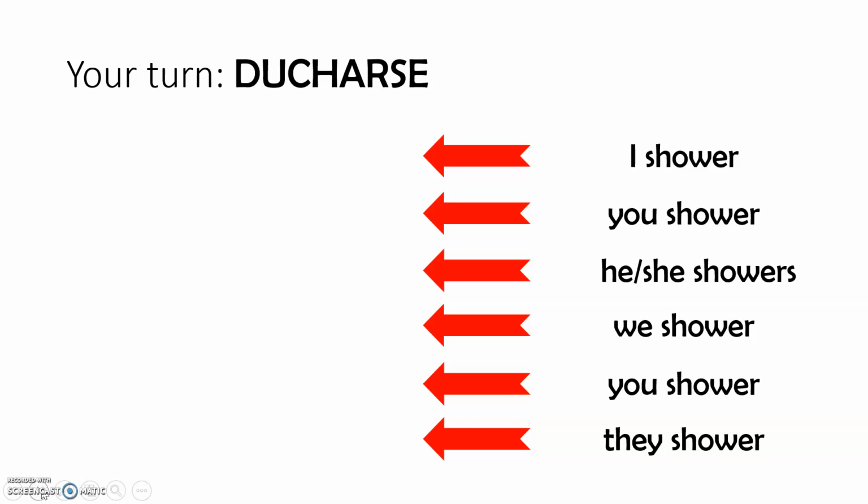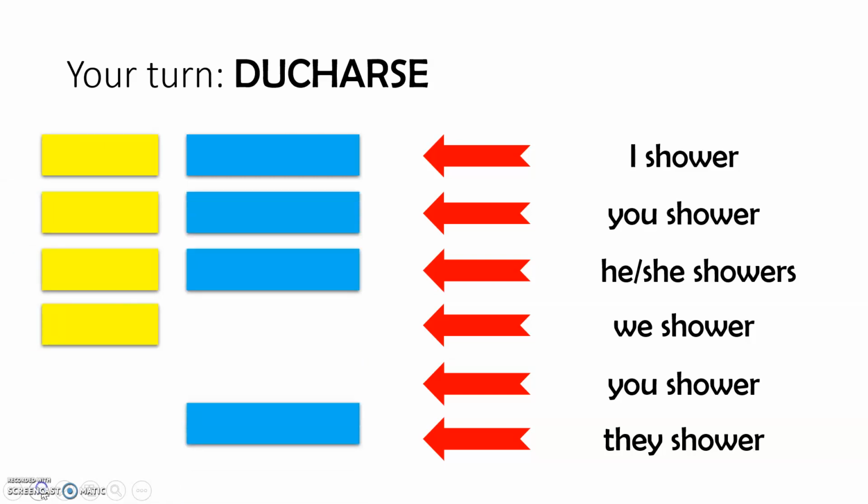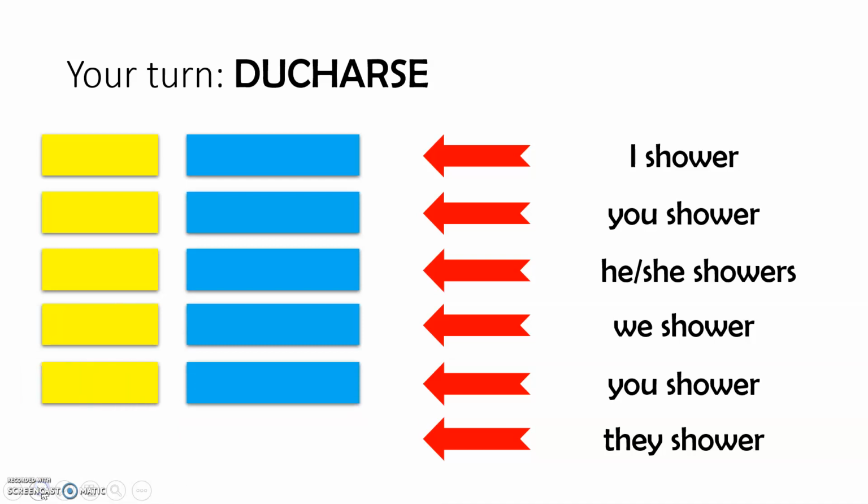So, now it's your turn. Let's take the verb ducharse. We need to form this verb in all its different people. I, you, he, she, it, we, you, and they. Remember, in each turn, we have two things to think about. Our reflexive pronoun, and then the verb itself, which we conjugate as normal. You might want to pause the video here.